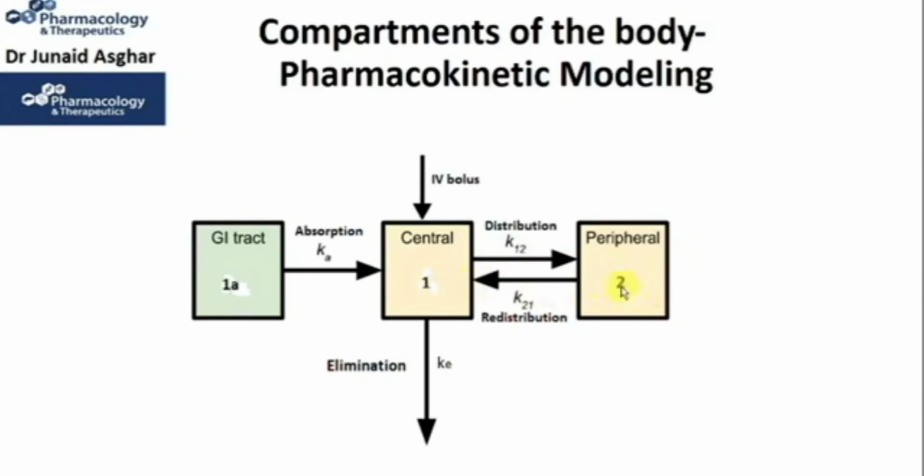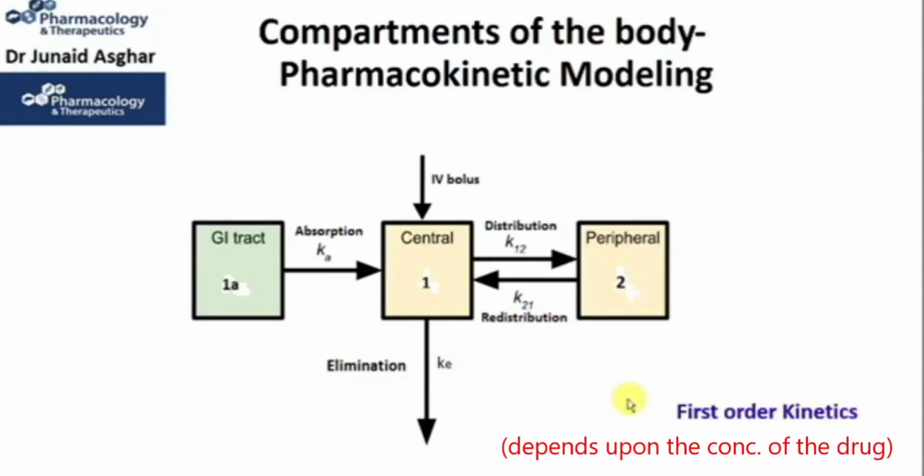So from the peripheral compartment, the drug will redistribute back into the central compartment with a redistribution rate constant K2 to 1. Now in case of IV bolus, the entire dose is placed into the central compartment or the bloodstream. Therefore, it has 100% bioavailability. Now elimination is generally depicted as occurring directly and exclusively from the central compartment with an elimination rate constant Ke. The two-compartment model displays first-order kinetics, where the movement of drug from various compartments depends upon the concentration of the drug.